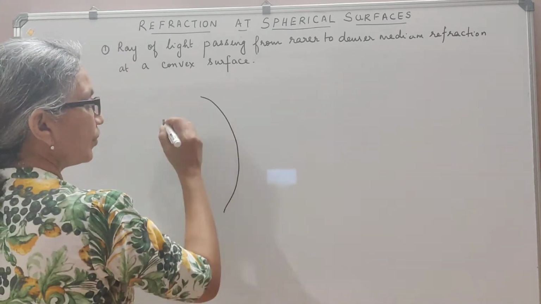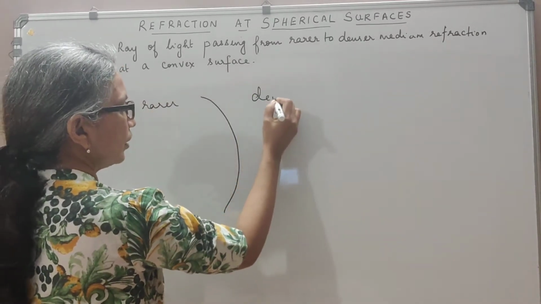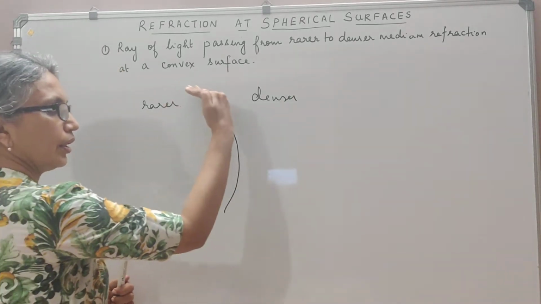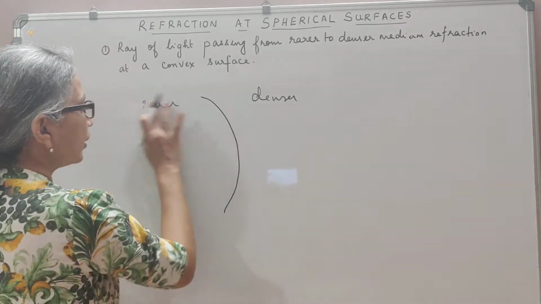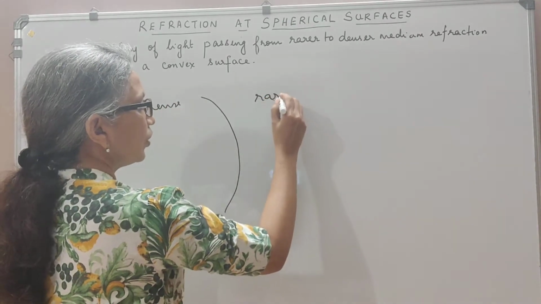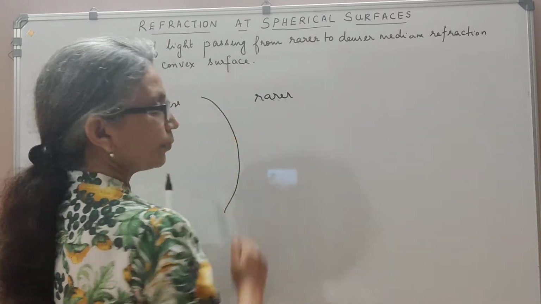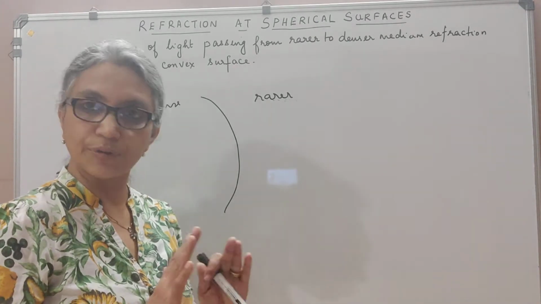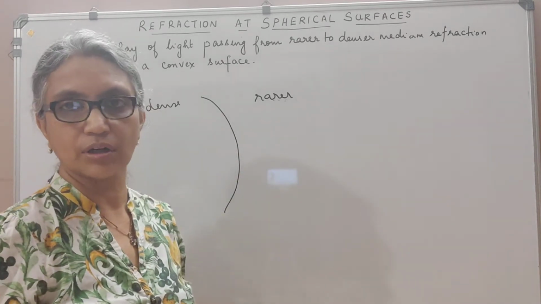So you need to look from the rarer side. If this is the rarer side and this is the denser side, then this surface is a concave. Because when I look from the rarer side, it is bulging in, curving in, then it becomes a concave surface. On the other hand, had this been the denser medium and this the rarer medium, then when you look from the rarer side, you see it's bulging out, and because it's bulging out, it becomes a convex surface. So simply remember, always look from the rarer side. When you look from the rarer side, if it's bulging in, concave; if it's bulging out, convex.